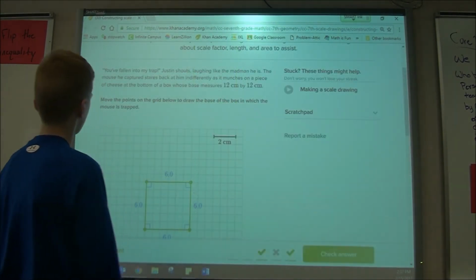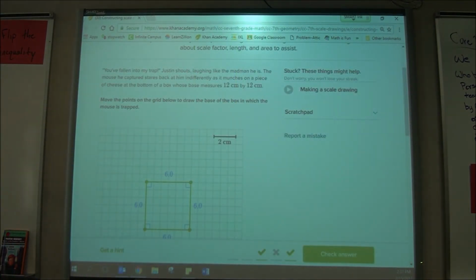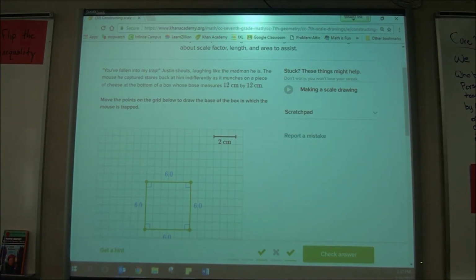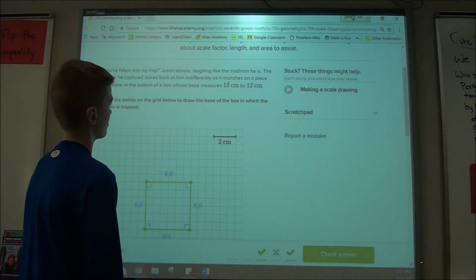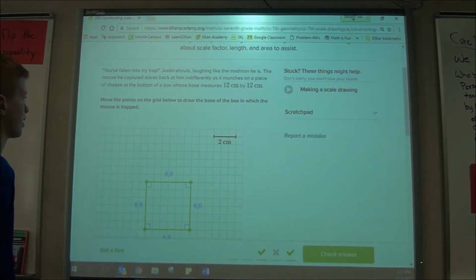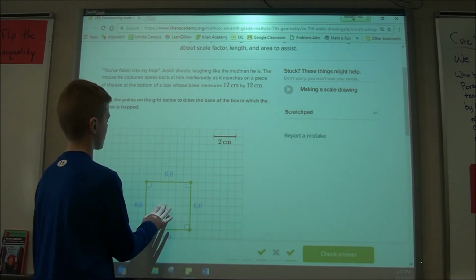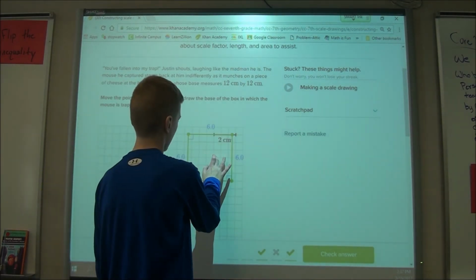So, next question. "You've fallen into my trap," Justin shouts, laughing like the madman he is. The mouse he captured stares back at him indifferently, as it munches on a piece of cheese at the bottom of the box, whose base measures 12 by 12. So this one is going to be a square.